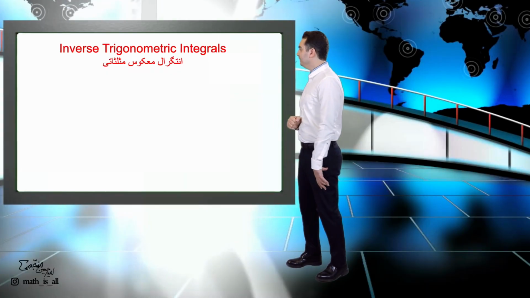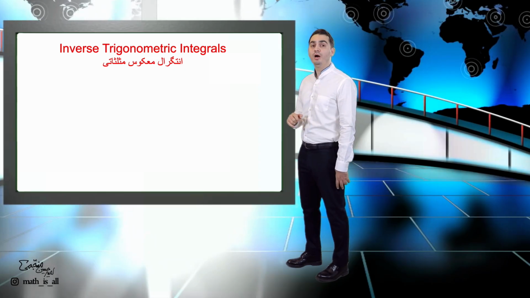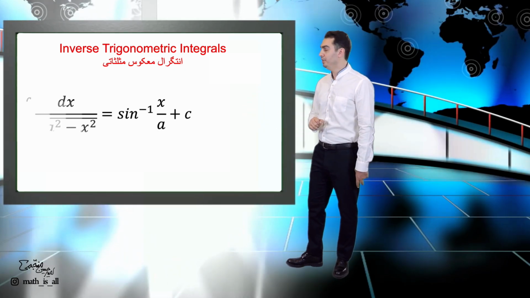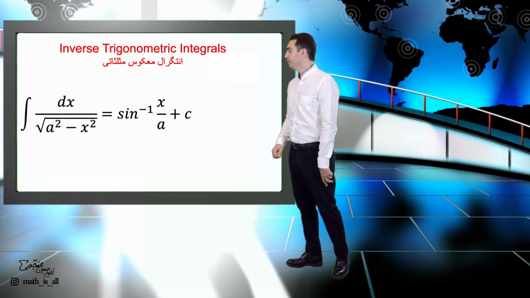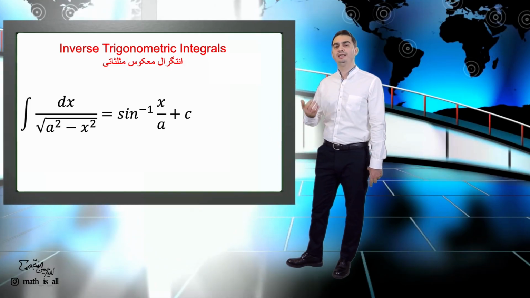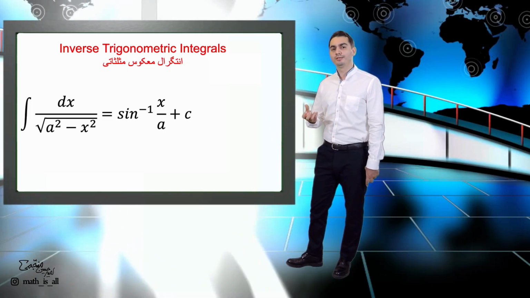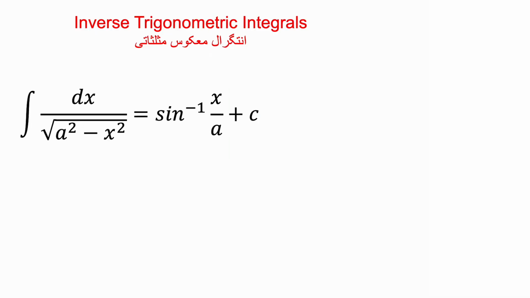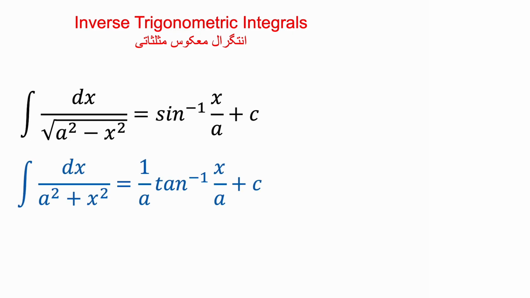If we want to get to the integral formula itself, we arrive at this: the integral of dx over the square root of a squared minus x squared. As you can clearly see, the result of this integral is the inverse sine of x divided by a, or alternatively, the arcsine of x over a. Now, what about the integral of dx divided by a squared plus x squared? What does this one become? The result is 1 over a times the arctangent of x over a.